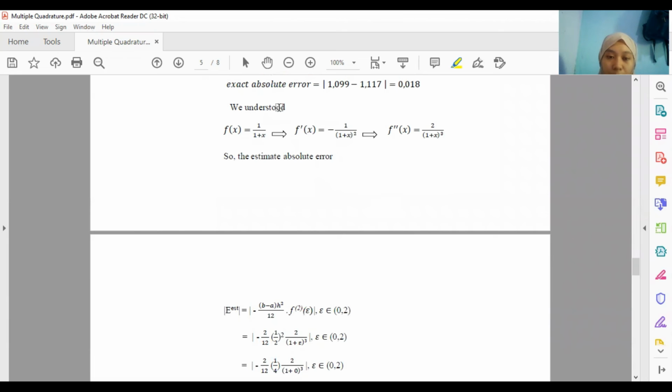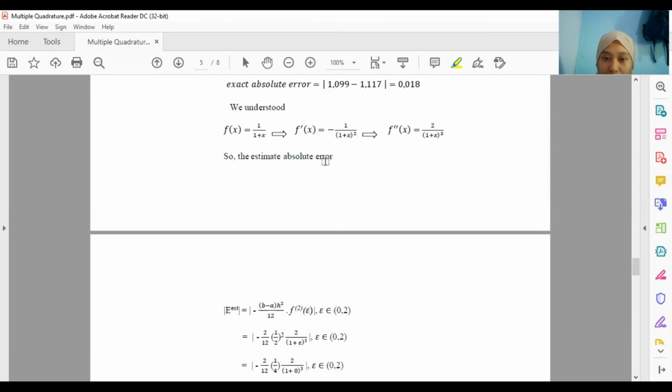And then we understood f(x) is equal to 1 over 1 plus x. So we got the first derivative f'(x) is equal to minus 1 over 1 plus x squared. So we get the second derivative f''(x) is equal to 2 over 1 plus x to the power of 3.